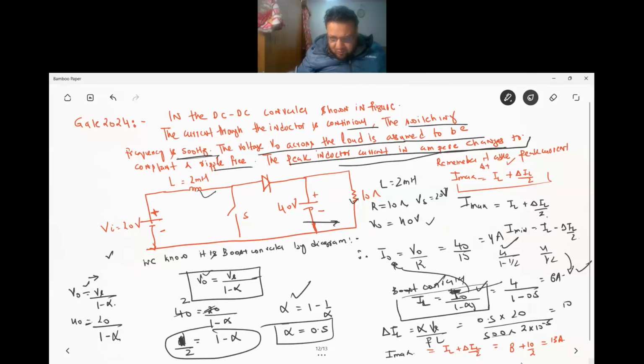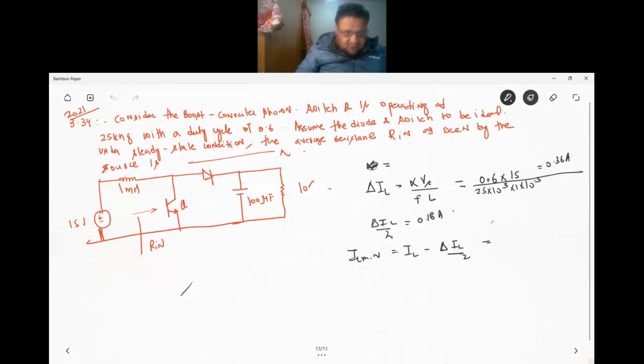If you just calculate these values, IL value is 8 amperes, and this value will come as 10. So delta IL is equal to 10. So Imax is IL plus delta IL by 2, that is 8 plus 10 by 2. This is 13 amperes. Okay. This has recently appeared in the GATE examination.